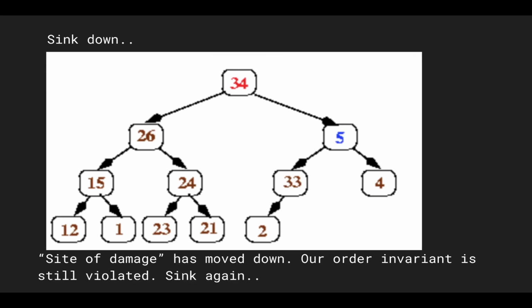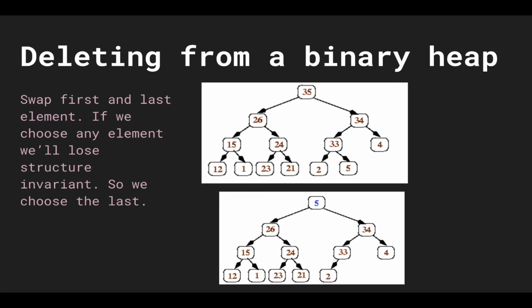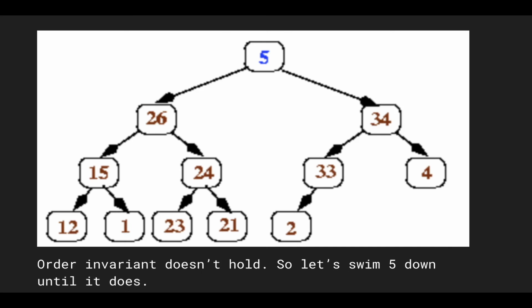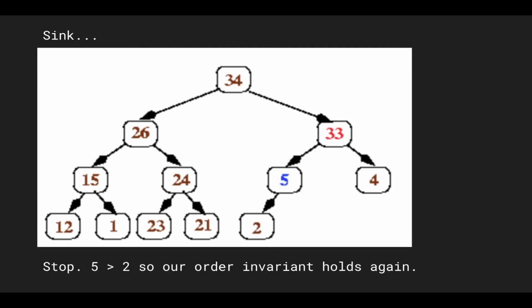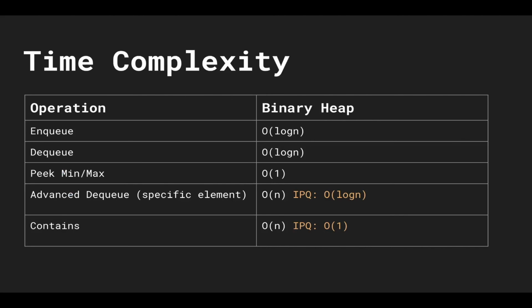For enqueuing and dequeuing, we are swimming and sinking, and in the worst case, we have to swim or sink throughout the entire height of the tree. So that's why we know that the time is log of n for enqueuing and dequeuing. Peeking at the min or max element, depending on whether the heap is a min or max binary heap, is constant time because we have constant access to the root.